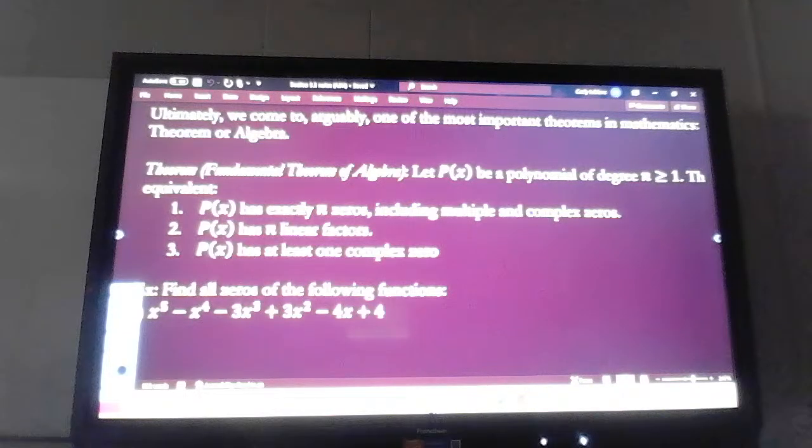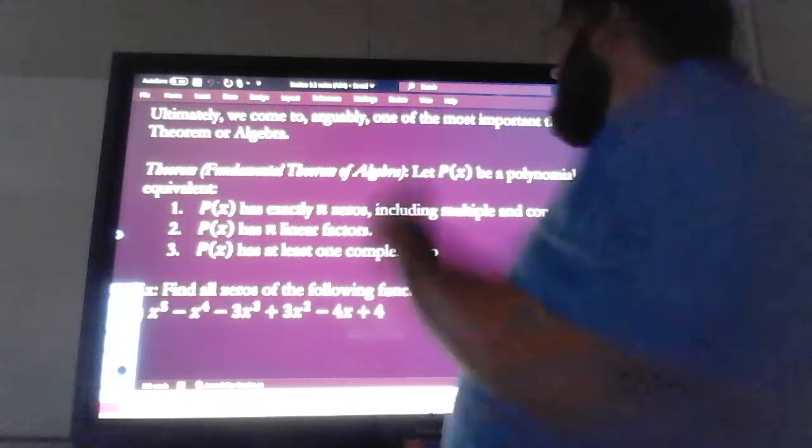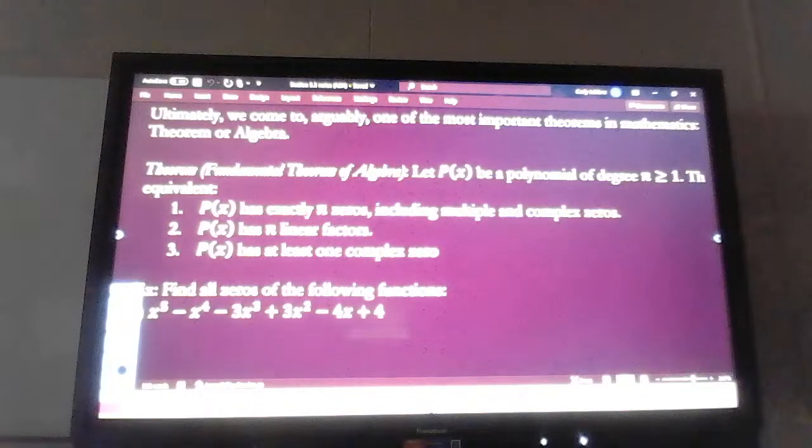Okay? So, the fundamental theorem of algebra says that the polynomial has exactly n number of zeros. So a fourth degree polynomial has exactly 4 zeros. A seventh degree polynomial has exactly 7 zeros, including multiple and complex zeros. We talked about multiplicity, right? We may have to revisit multiplicity here in this section.